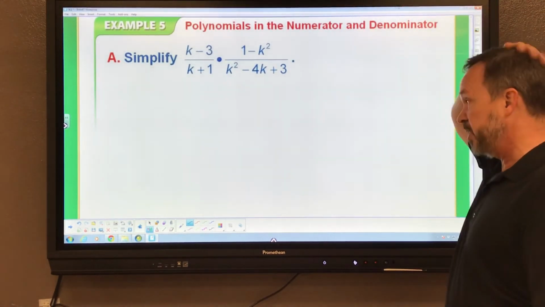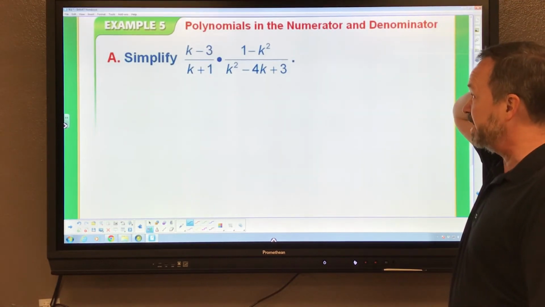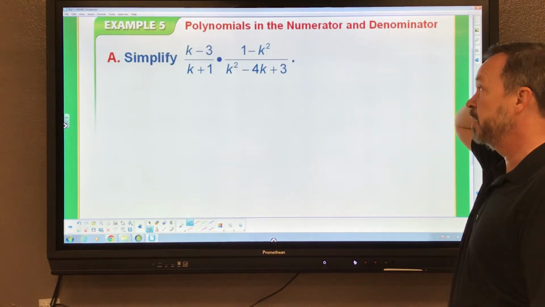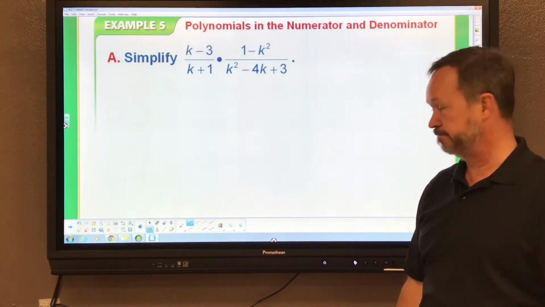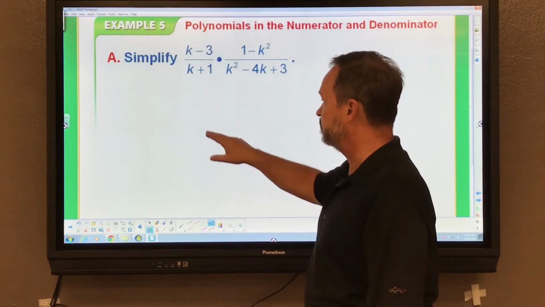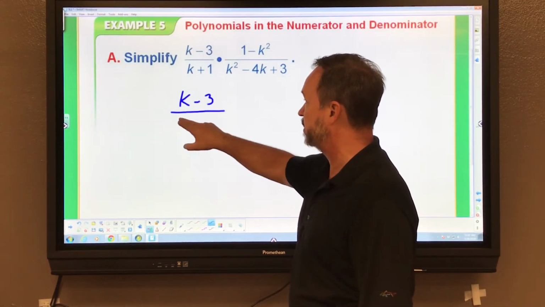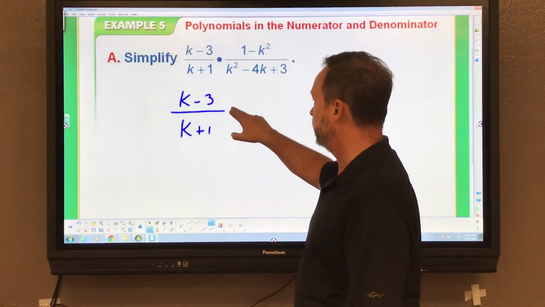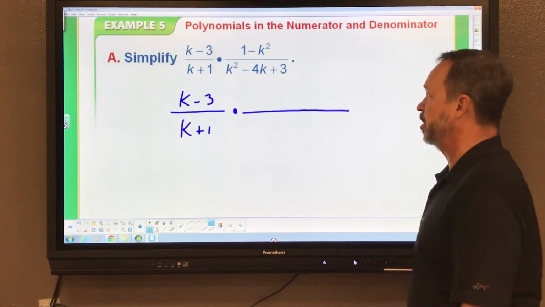So we look here and we see what we have is a multiplication of rational expressions, algebraic fractions, and the second fraction happens to have parts that are not factored. So the first thing we need to do is factor. Now the first fraction, those parts are factored. You can't do anything with the k minus 3 and the k plus 1. So we just keep them, hold on to them, and move along. The second fraction, though, both of those will factor.